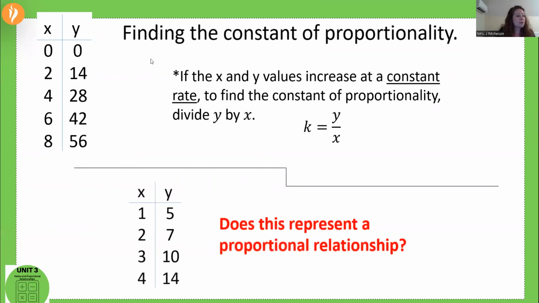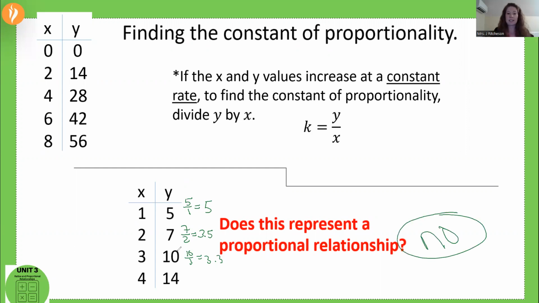That line would definitely go through our origin. All right, does this represent a proportional relationship? Well, let's find out. 5 divided by 1 is 5. What is 7 divided by 2? Well, 7 divided by 2 is 3.5. What's 10 divided by 3? It's 3.3333. And 14 divided by 4 is neither of these. So does this represent a proportional relationship? No. Y is not increasing at a constant rate.